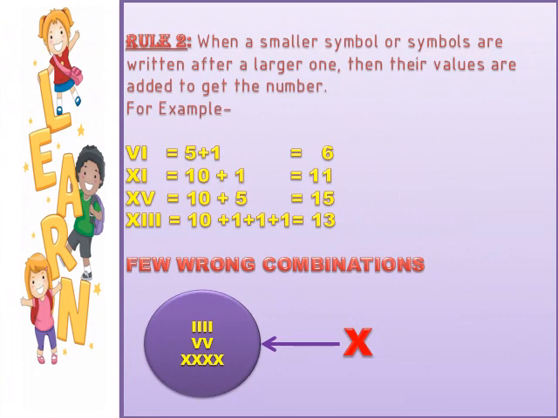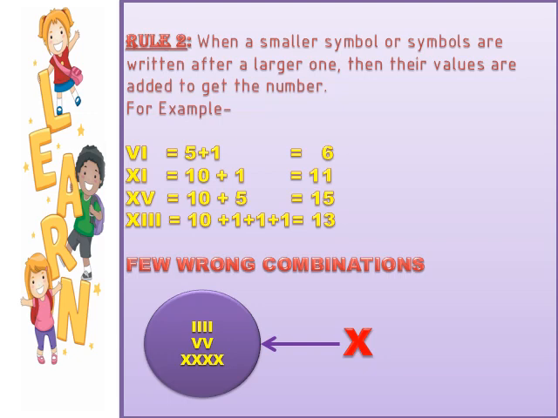Rule 2. When a smaller symbol or symbols are written after a larger symbol, then their values are added to get the number. For example, VI. Here you can see I is written after V. So the number will be V is 5 and I stands for 1. Therefore, VI is equal to 5 plus 1 is equal to 6.